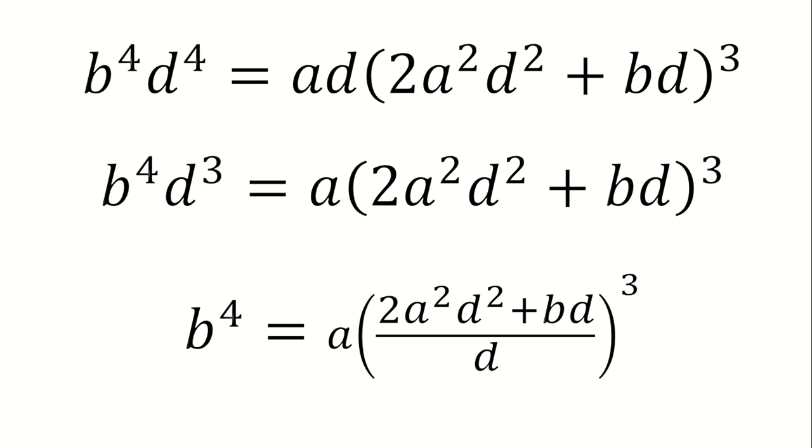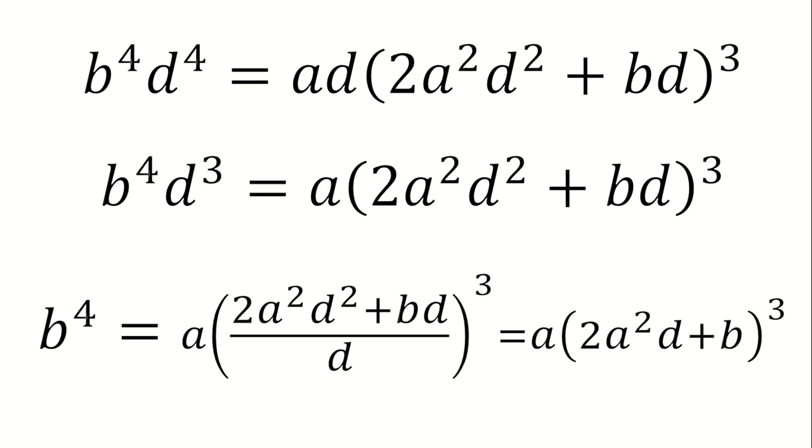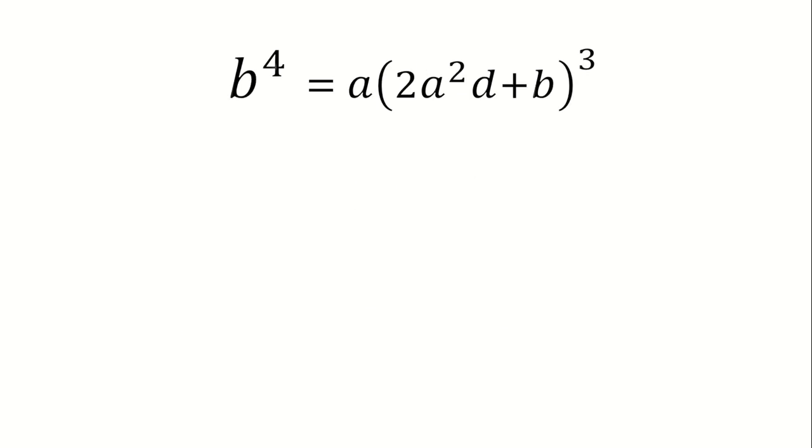By simplifying the expression, we have: this expression is equal to a · (2a²d + b), all of them to the power of 3. Now we have b to the power of 4 is equal to a · (2a²d + b)³. And we know that a is multiplied by an integer number. So a is a divisor of b to the power of 4, or b to the power of 4 is divisible by a.